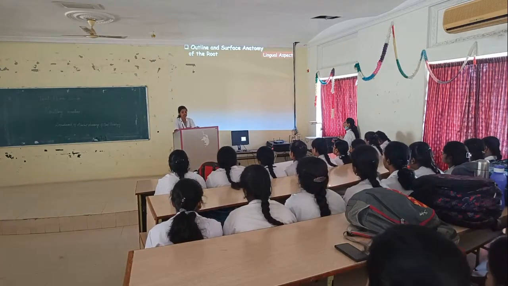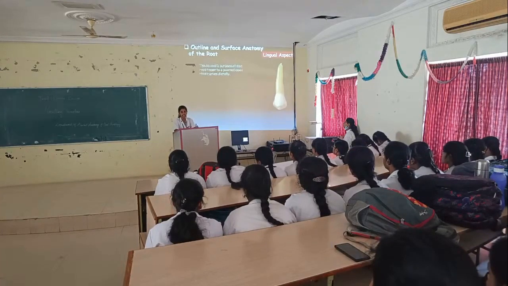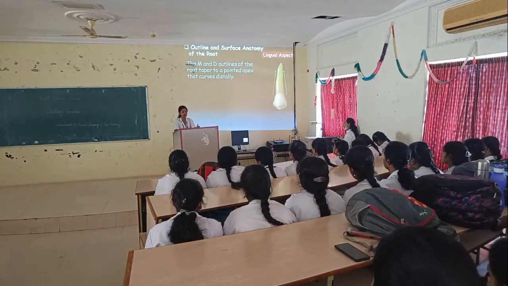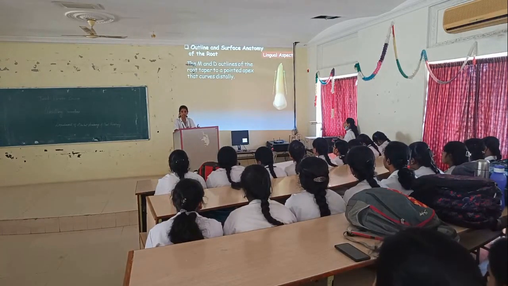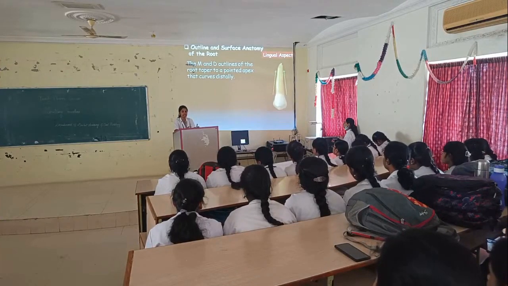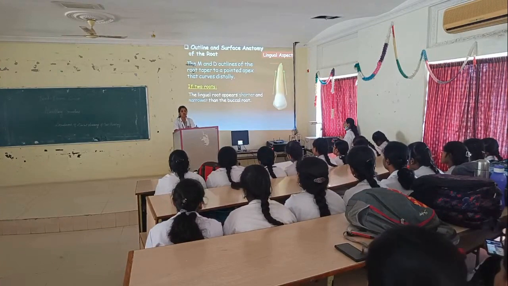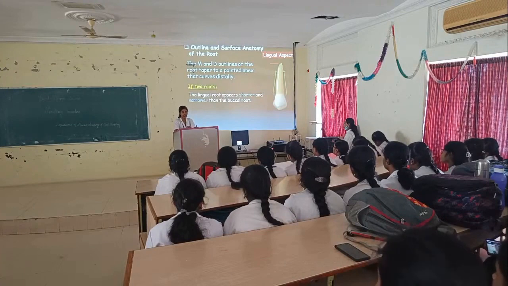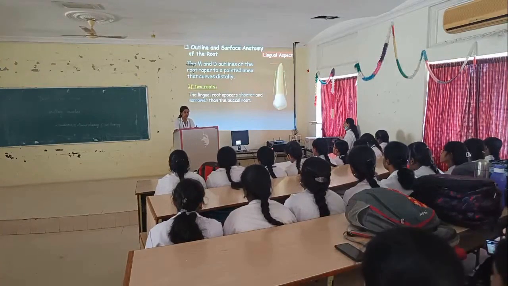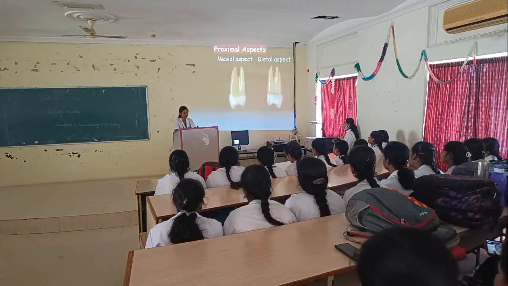Then the outline and surface anatomy of the root. Here also, the mesial and the distal outlines of the root taper towards the apex of the root, and the apex of the root is distally curved. If two roots are present, here the lingual root is shorter and narrower, so the buccal root tip can be seen in this aspect. The surface of this root is smooth and convex.